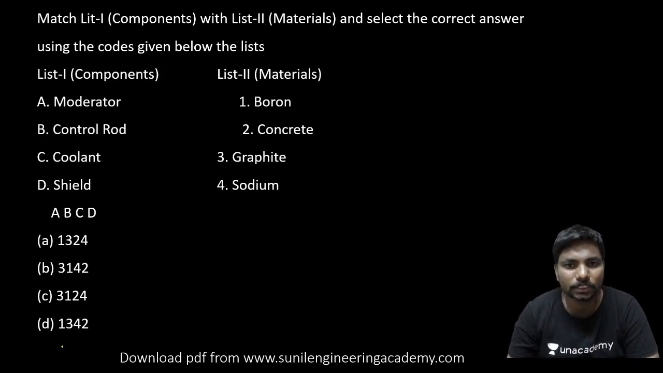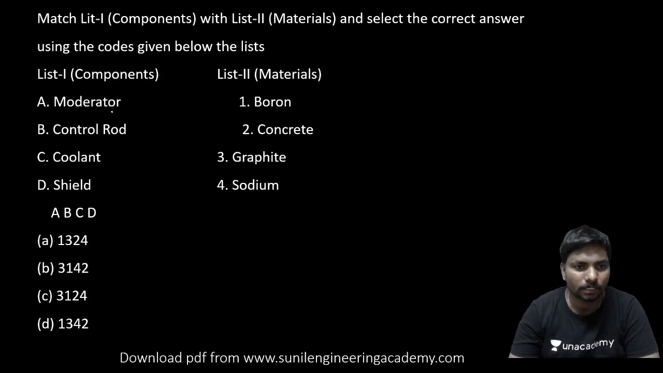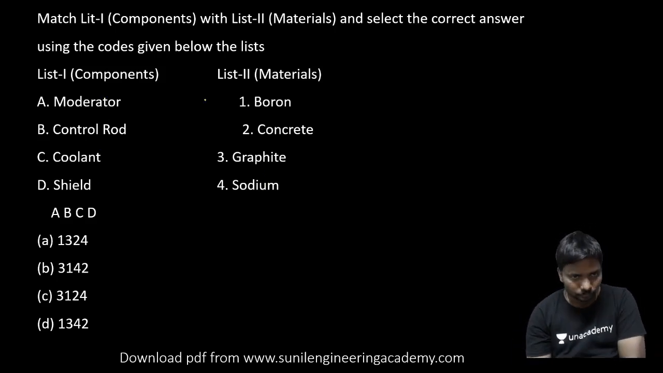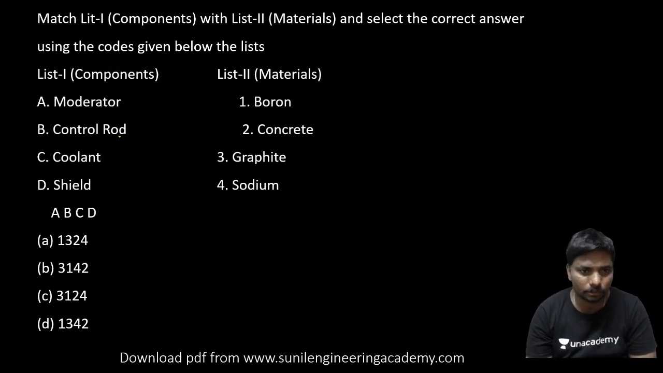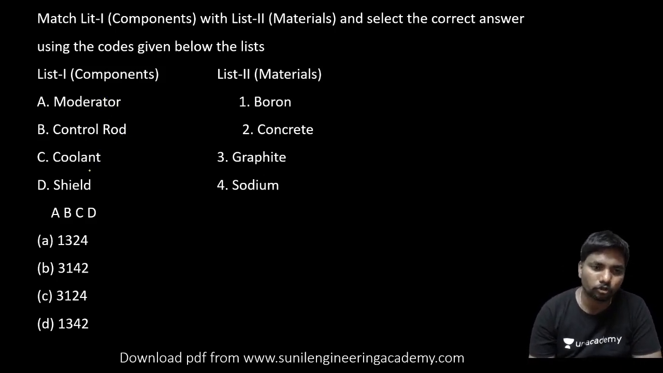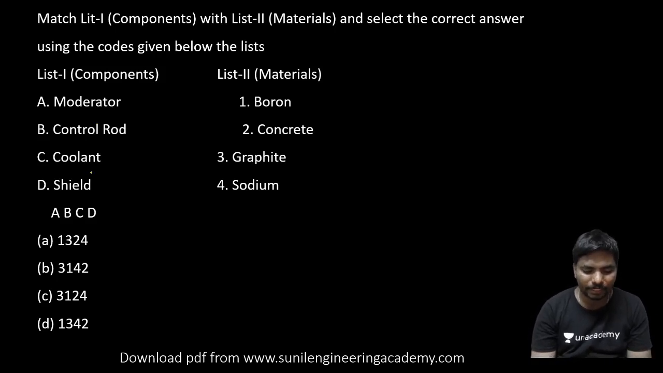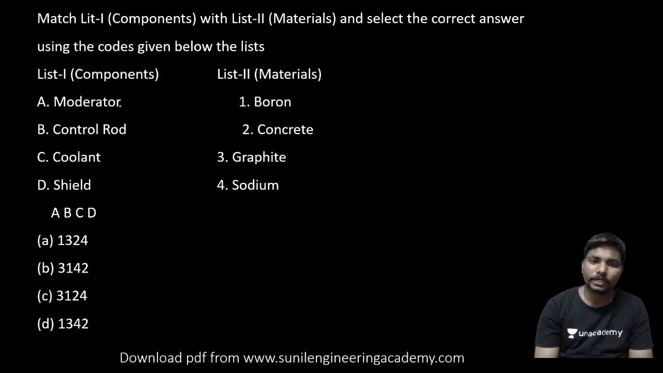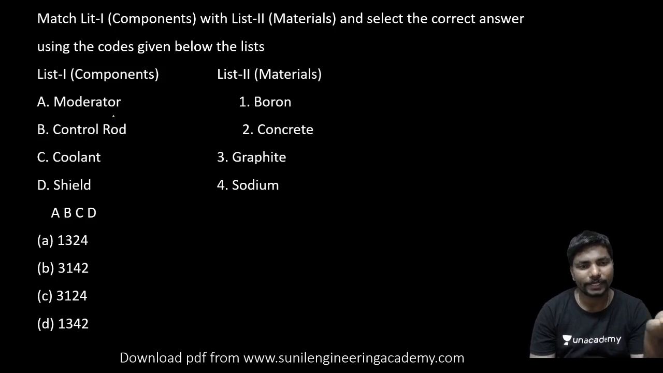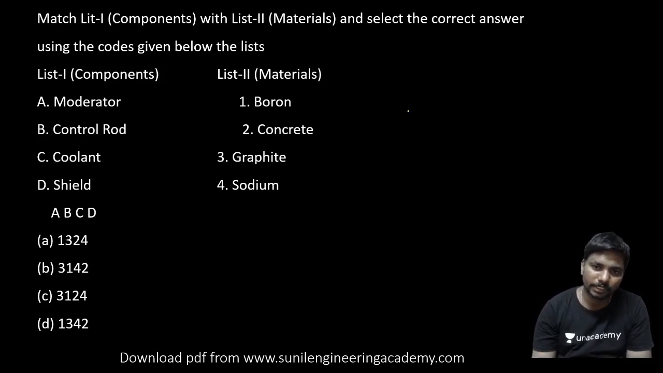Here, match the list. List 1 the components, list 2 materials used. Moderator, control rod, coolant and shield. First of all we have to match what we know very well. Among these, we know moderators very well: graphite, ordinary water, heavy water, beryllium. Here graphite is given, so A3.